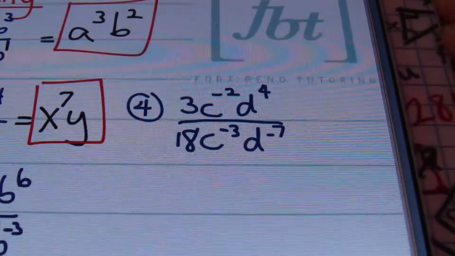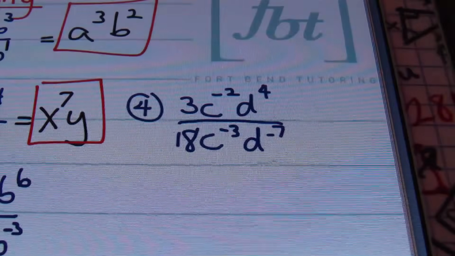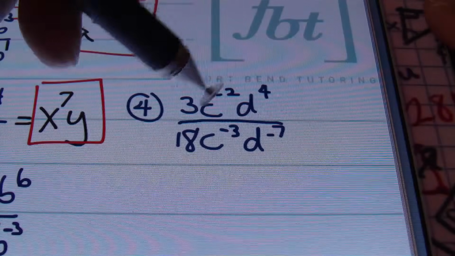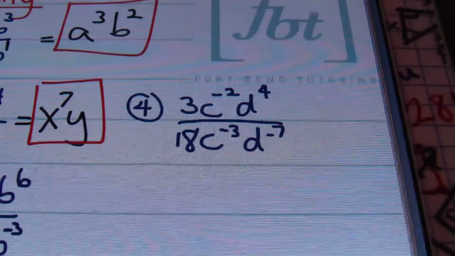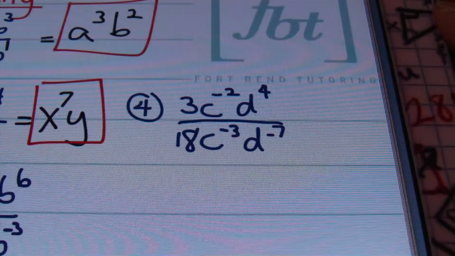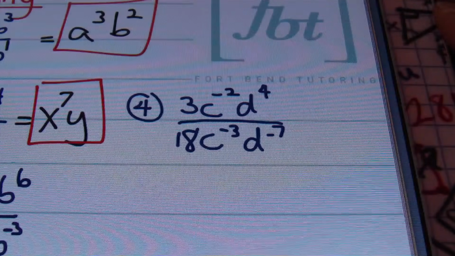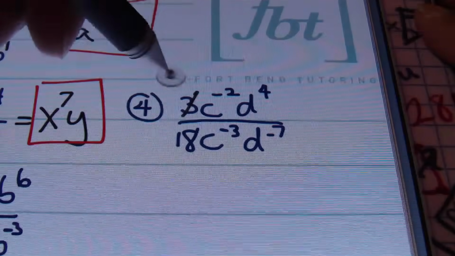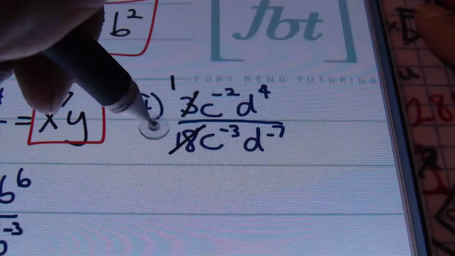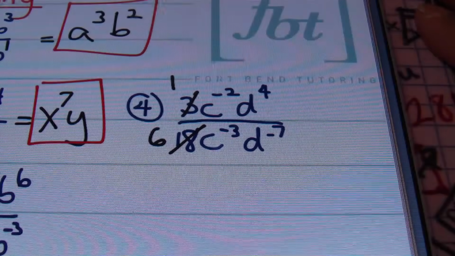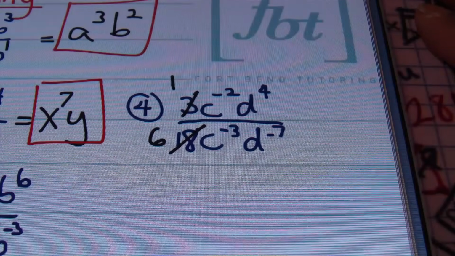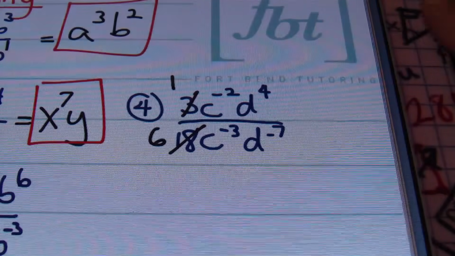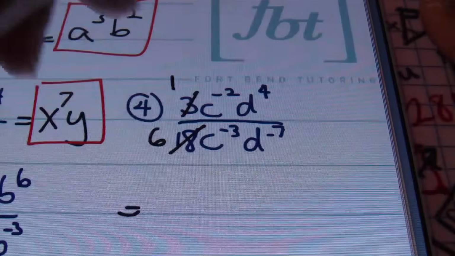Okay? Let's look at our next problem here. Problem 4. In problem 4, I have the same scenario where I have bases with negative exponents, and I also have an opportunity to simplify my coefficients, those numbers in front of the variables. So I know that 3 and 18 can both be reduced by 3. So 3 goes into itself once, 3 goes into 18 6 times, and then I'll be shifting those bases that have negative exponents, but only those that have negative exponents. So I'll end up with the following.